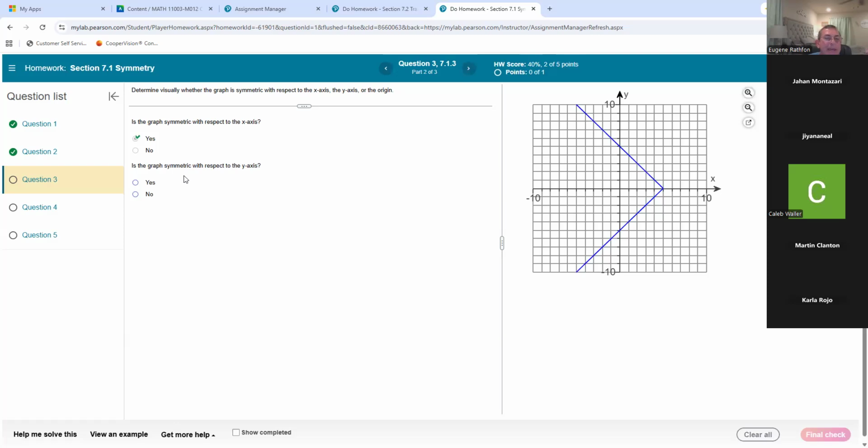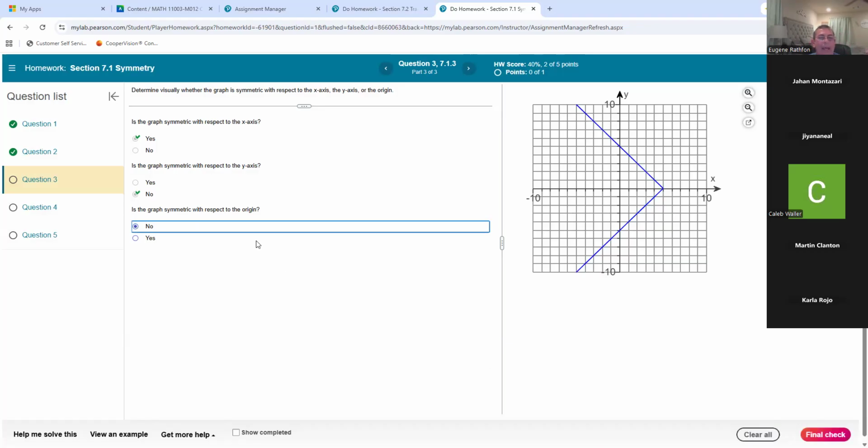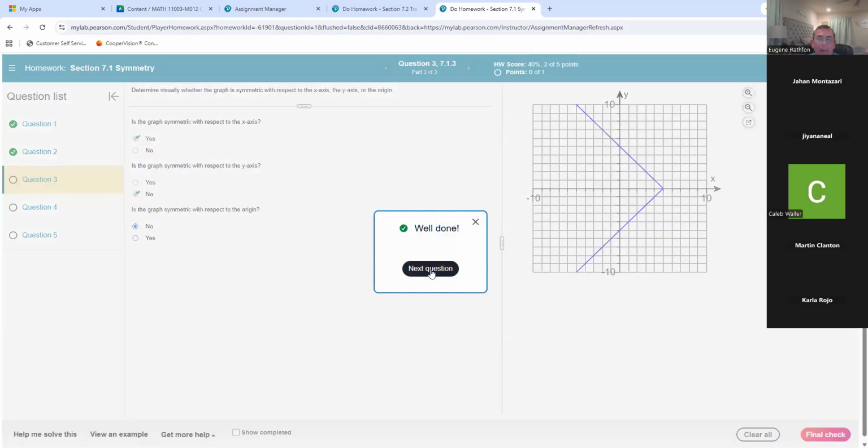Is it symmetric to the y-axis? All right, y'all, quick on that. No, good job. And y'all, finally, is it symmetric to the origin? All right, look, that was pretty quick, so that is definitely a no on that. If that one was turned upside down, it would be opening to the right, not opening to the left like it is. So y'all, good job.